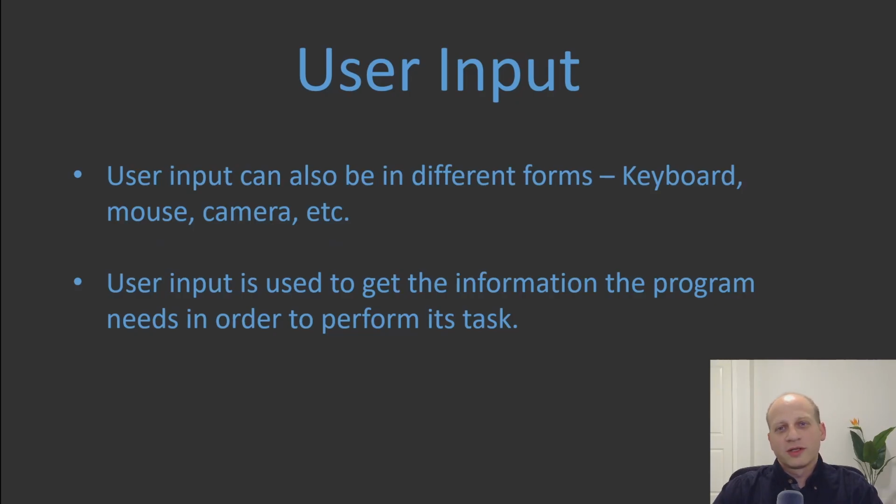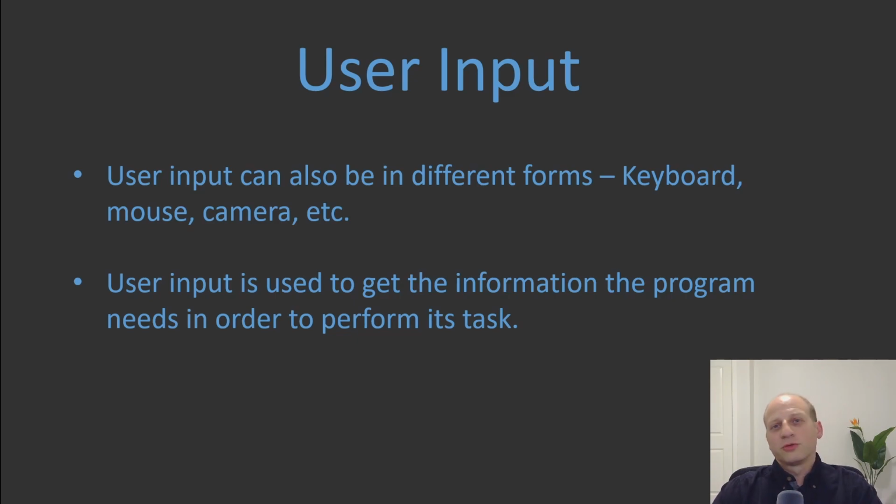Now let's talk a little about user input. User input can also be in different forms. It can be a text that the user types using the keyboard. It can be a tap on a mobile phone, a video camera, and much more. The purpose of user input is to get the data that the program needs in order to work.